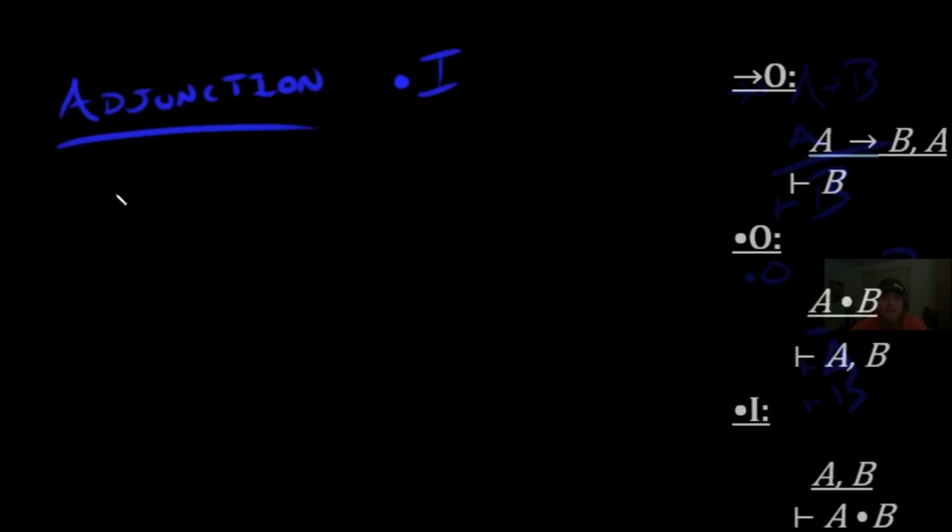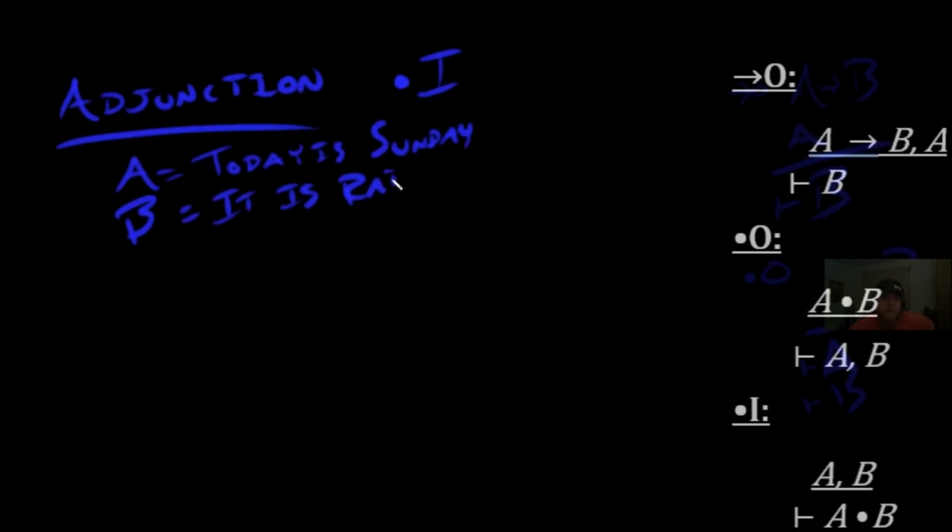So this one says this. And let's use the same things I've been using. So we'll say we've got our A's and B's here. We'll say A is, today is Sunday, because I've been using that one. And let's say B is, it is raining, as I've been using so far in these examples up to this point. So let's say I had these things separately. Let's say I had, today's Sunday.